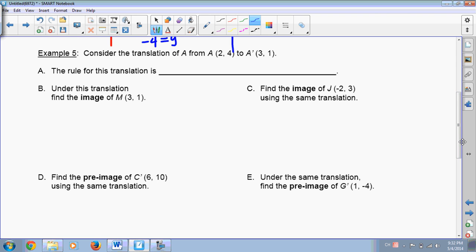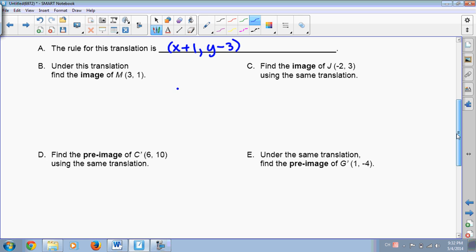Let's look at example 5. Consider the translation of A from A is 2, 4 to A prime is 3, 1. So how did it change? It went from A to A prime. Well, the translation rule just means what did you change with your x's and what did you change with your y's. So with our x's, we went from 2 to 3. So all that means is we added 1 to our x. And what did we do with our y's? We went from 4 to 1. So we subtracted 3 from our y's. So our rule for this translation is x plus 1 and y minus 3.